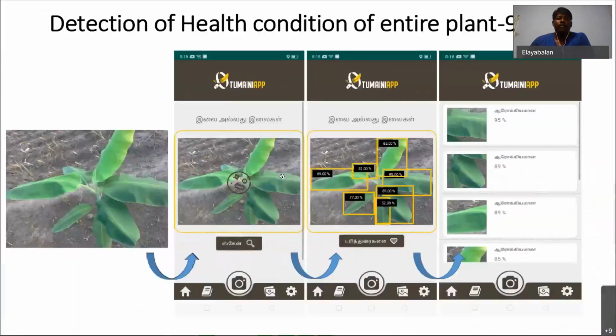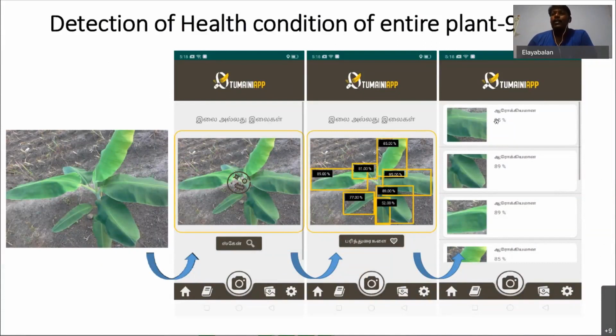If you look at the banana, it is planted. This is a 3 months old banana. You are monitoring through aerial imagery. Banana plants are 3 months old. After 4 months, after 6 months, how is it growing?